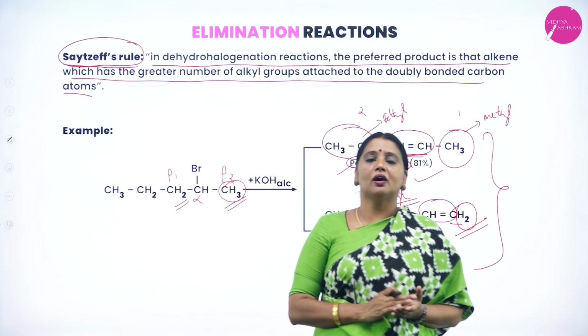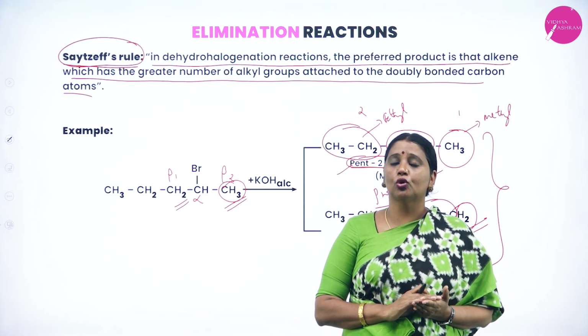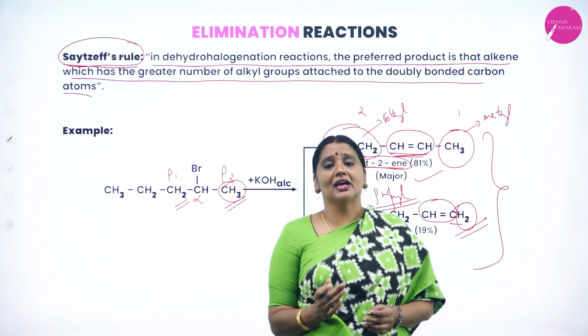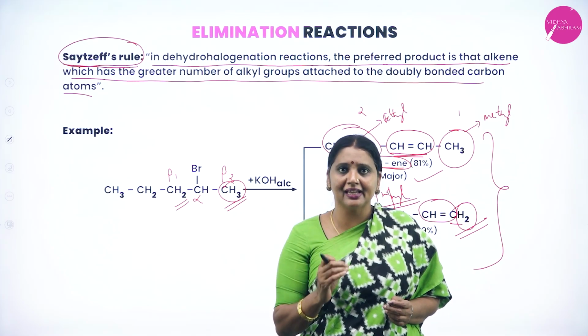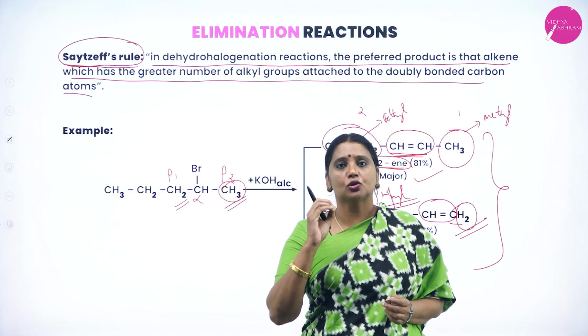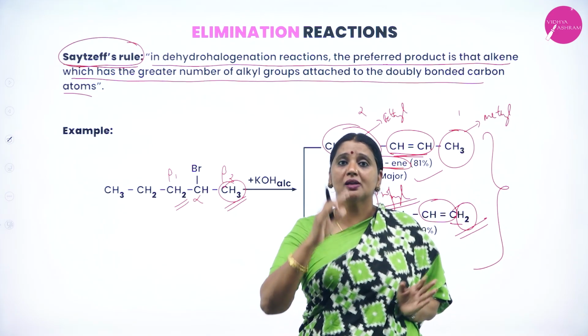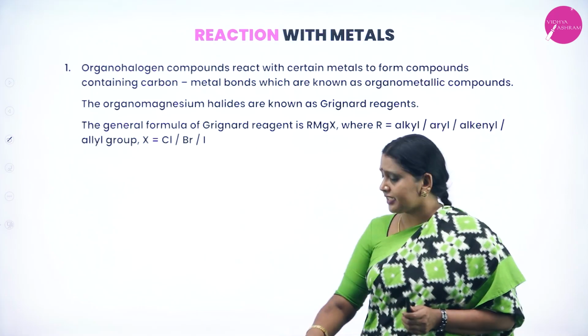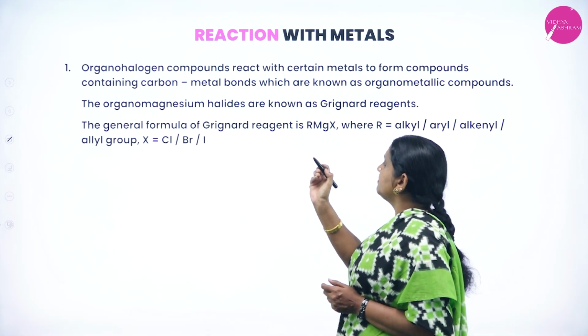So this is about which rule? Saytzeff rule, and about dehydrohalogenation. Dehydrohalogenation is also called beta elimination. What is the reagent required for beta elimination? Alcoholic potassium hydroxide. What is the product formed during dehydrohalogenation? Alkene. Next reaction: reaction with metal.